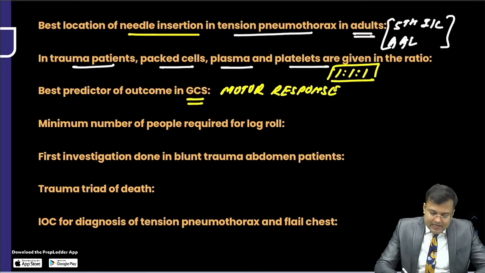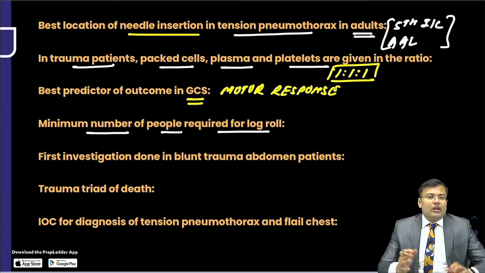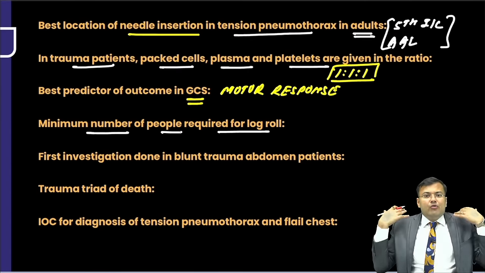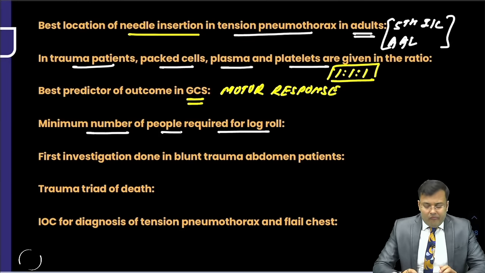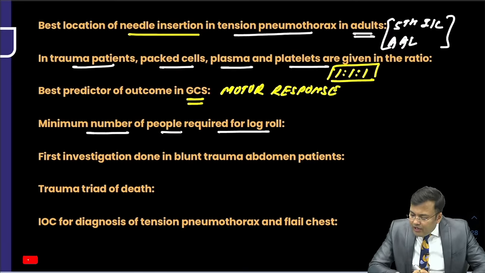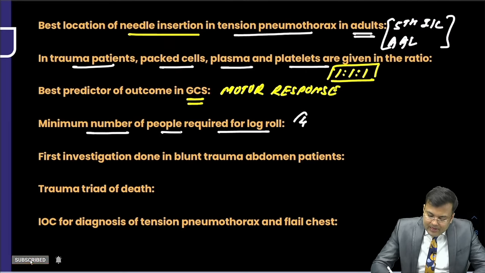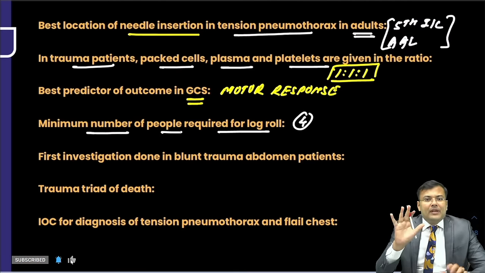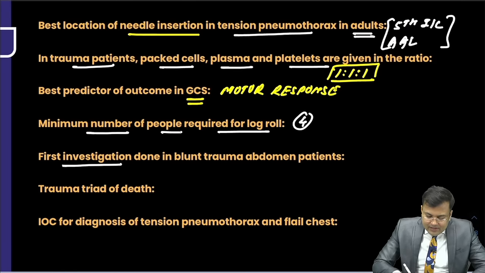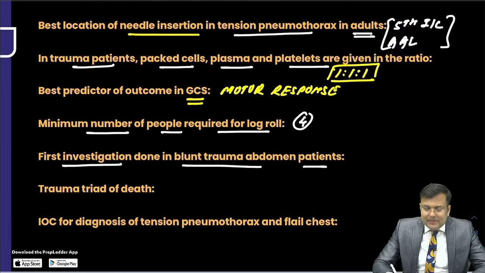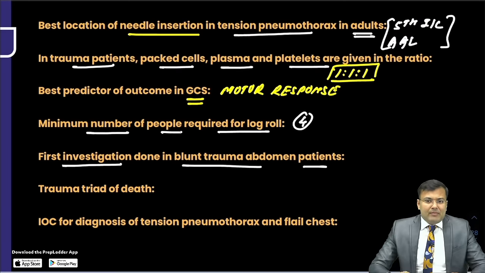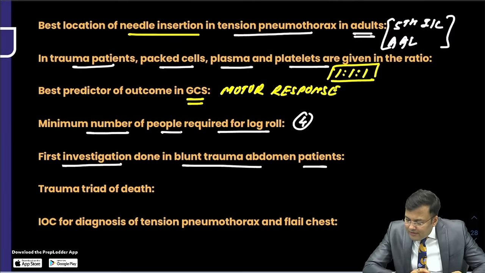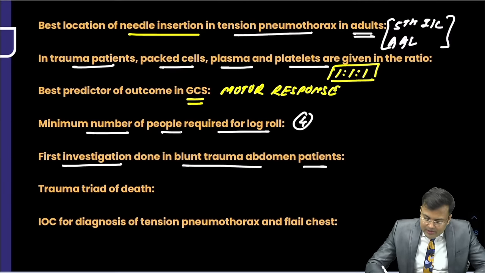Next, minimum number of people required for log roll. Log roll is part of the secondary survey in which we examine the back. Log roll, 4. All of you are correct. Very good, guys. Ideal number of people, 5. Minimum number, 4. Next, first investigation done in blunt trauma abdomen patient, whether the patient is stable or unstable. FAST, very good. It is focused assessment with sonography for trauma.